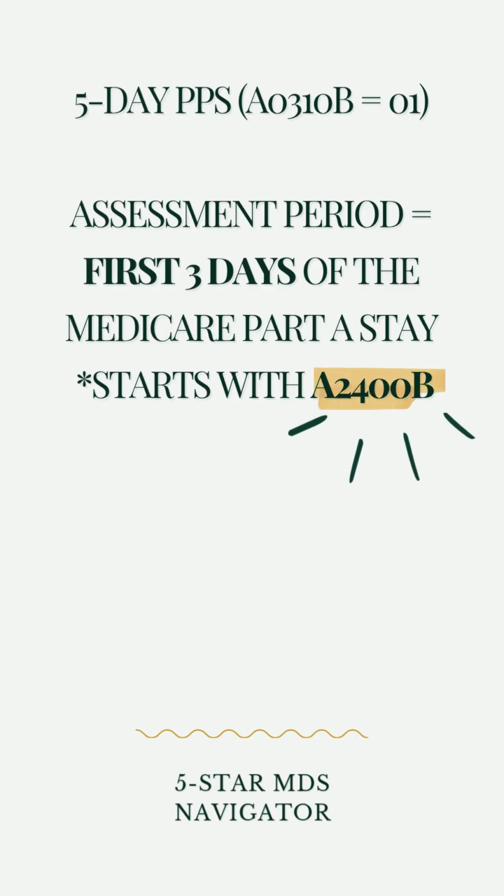For a 5-day assessment, remember that PPS means Prospective Payment System. These MDS determine the facility's reimbursement for the stay. The lookback period for self-care and mobility items is still the first 3 days, but it now hinges on the start of the most recent Medicare stay, A2400B. That distinction matters because for PPS, the stay's beginning point is tied to the Medicare Part A stay.